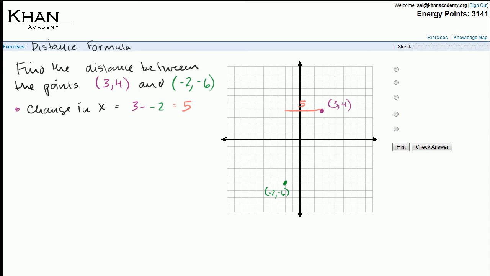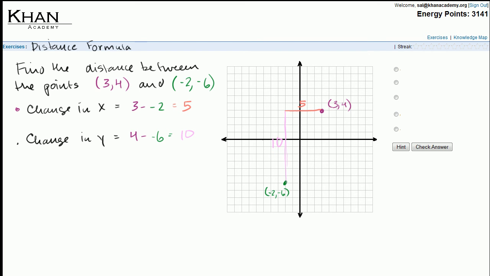And if they click hint again, we will say change in y is equal to 4 minus -6, which is equal to, we'll do another color, 10 right here. And we can display it right here, change in y. We could show that that distance right there is 10.